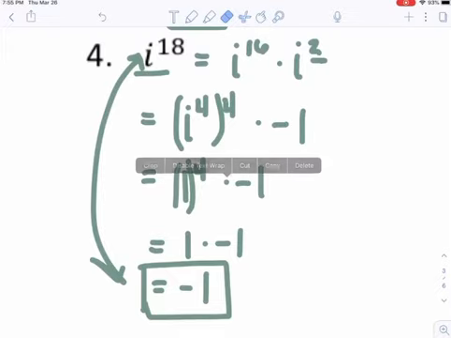What is this? What is this answer equivalent to? Well, it's equivalent to -1.